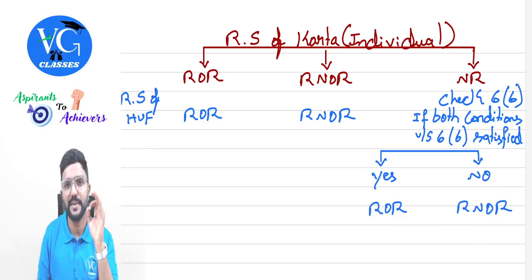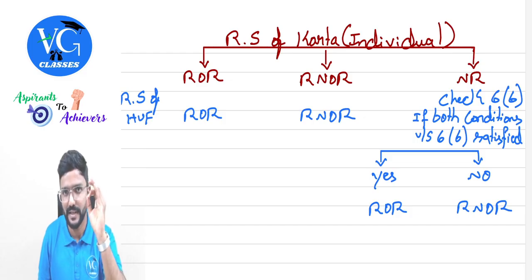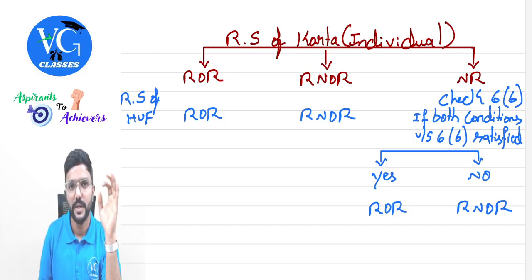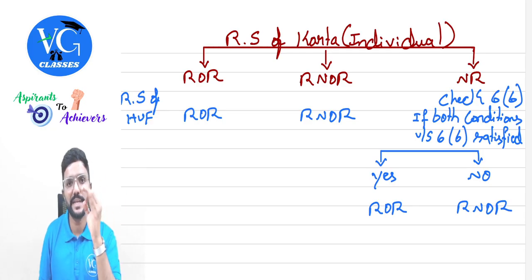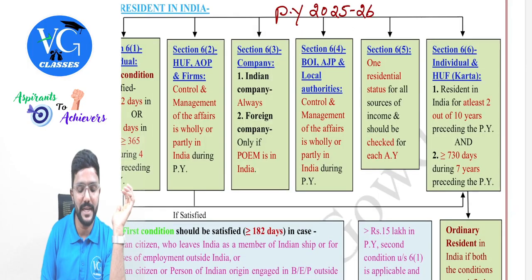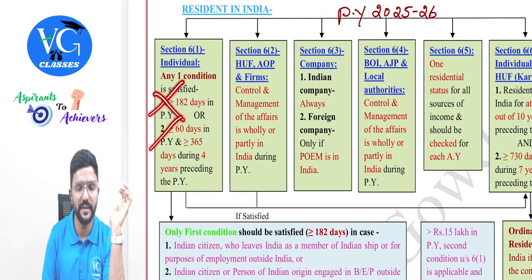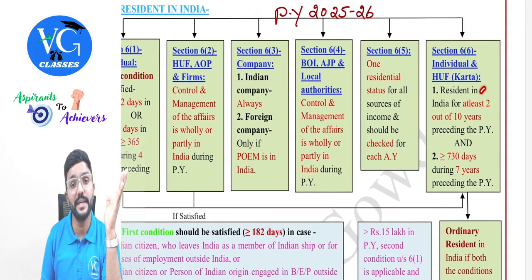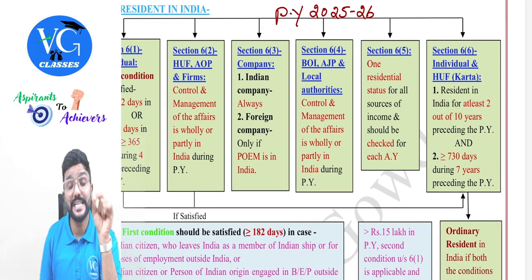Guys, please listen carefully here. I know somewhere you might be a little confused. I will clarify it. Listen here. Now, if Karta in his individual capacity doesn't satisfy both the conditions given here, we don't check additional conditions for him to decide the residential status of whom? Of Karta.